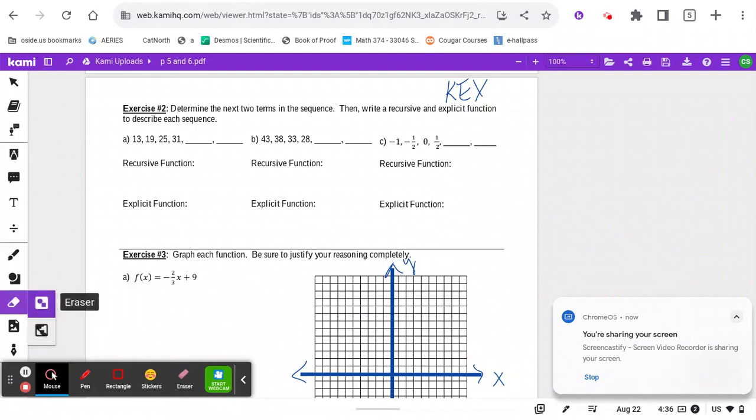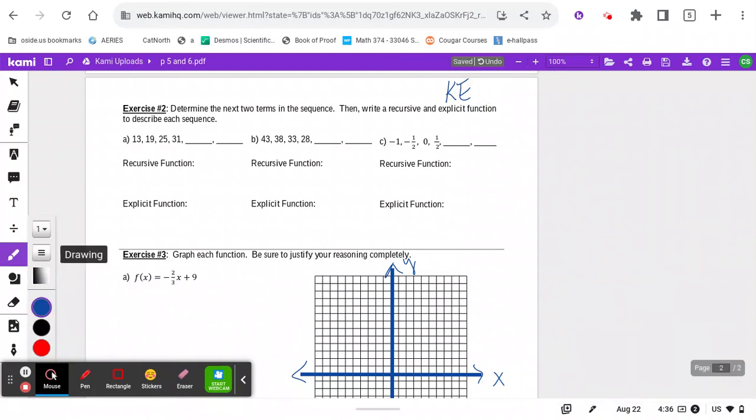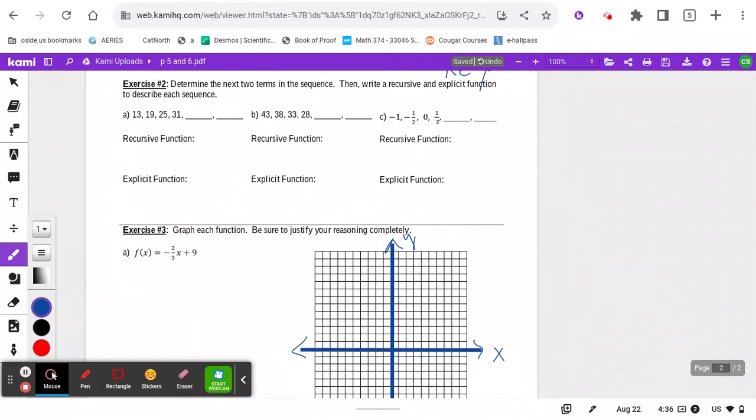Okay, so most of you finished this today in class, so let's just check it and see how you did. First one, all three of these are arithmetic patterns. That's what we're reviewing first. None of these are geometric, so let's see if we can figure this out.